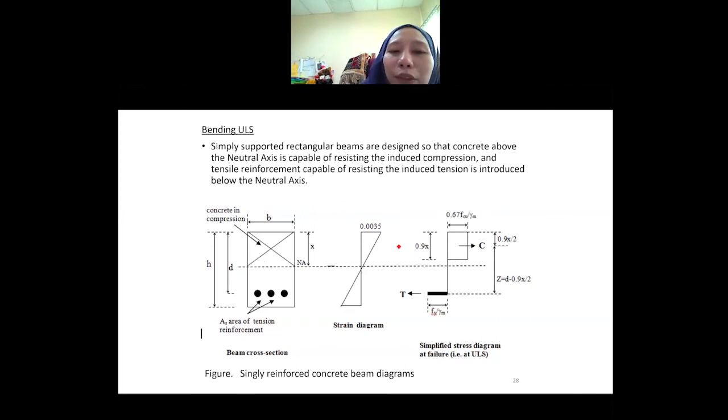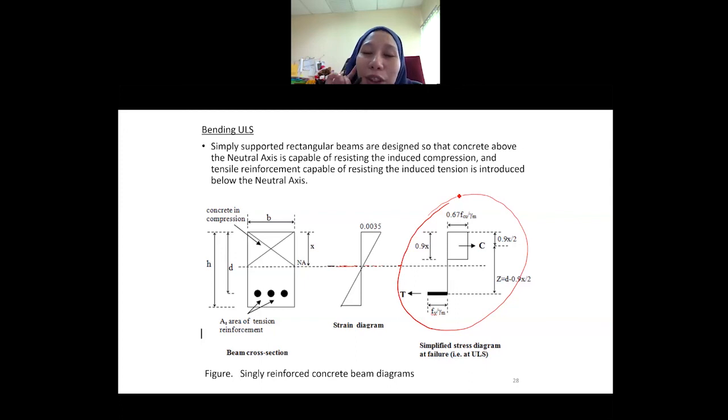So, for example, this type of beam, you know that the neutral axis is going to be at the center. Kalau you masih ingat dulu-dulu you belajar stress diagram, macam ni lah rupa dia. Stress strain diagram. Okay. This is what happen when simplified stress diagram at failure. So maksudnya when you reach the ultimate limit state, maksudnya you dah exceed the limit. Dah fail. Ini yang akan jadi pada the distribution of stress dekat beam.